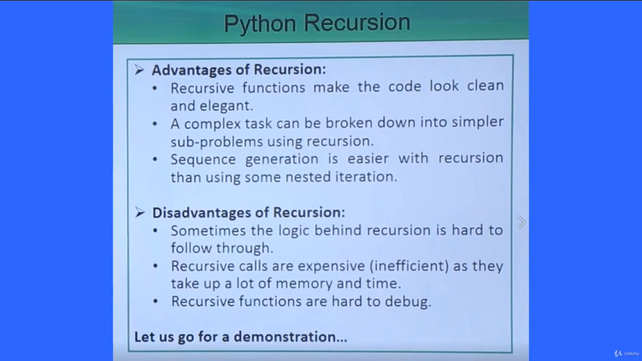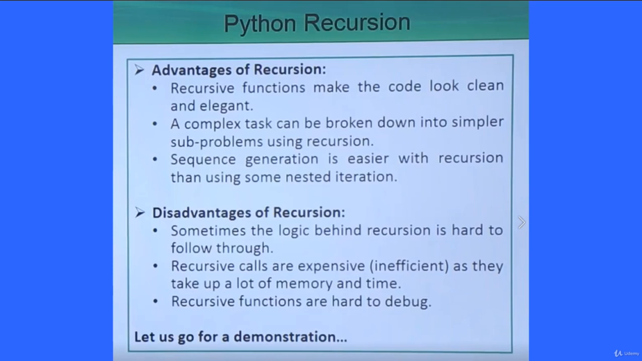Recursive calls are expensive and inefficient, as they take up a lot of memory and time. When the depth of recursion is too big, it will keep the instances of the previous calls. That's why a huge memory requirement will be there, and that is one of the disadvantages of using a recursive algorithm. And recursive functions are hard to debug. So these are the different advantages and disadvantages of recursion.